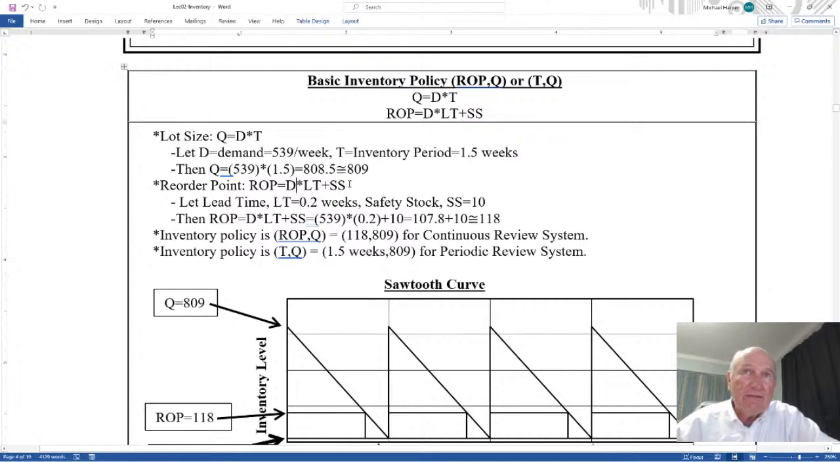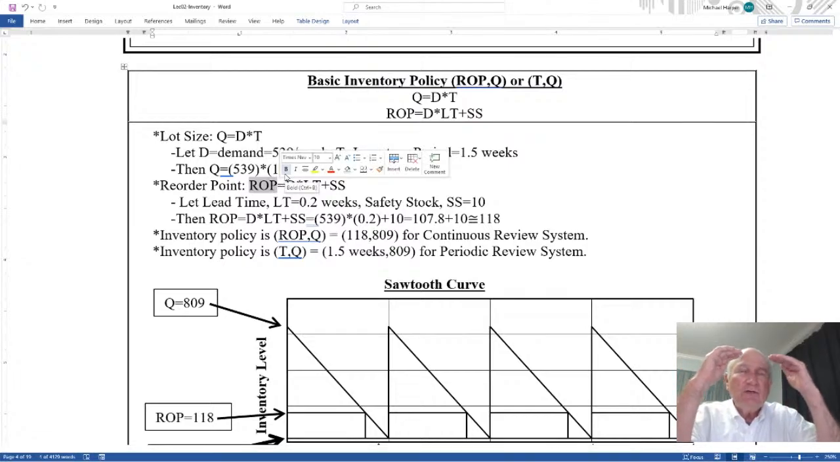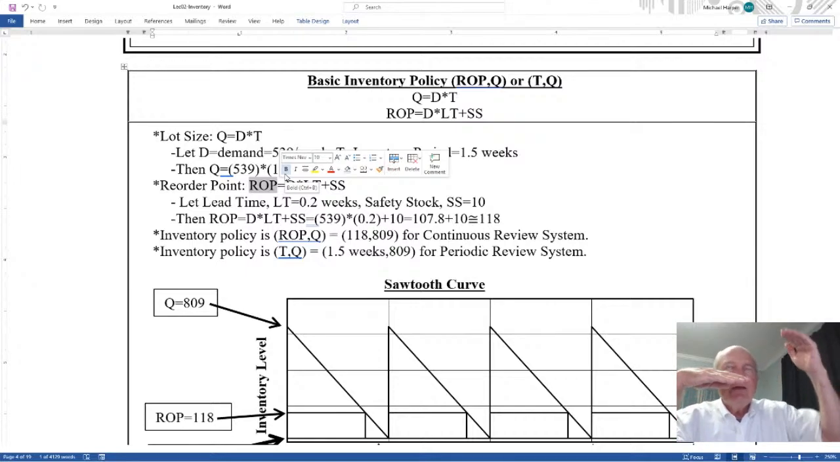Now, the ROP simply says, I'm going to continuously review my inventory, and when that inventory level reaches this inventory level called ROP, reorder point. Now let's suppose my reorder point is 100. It's like 1,000, 900, 800, 700, 600, 150, 100. When it reaches 100, my reorder point, boom, I'm going to order my next lot size from my supplier.